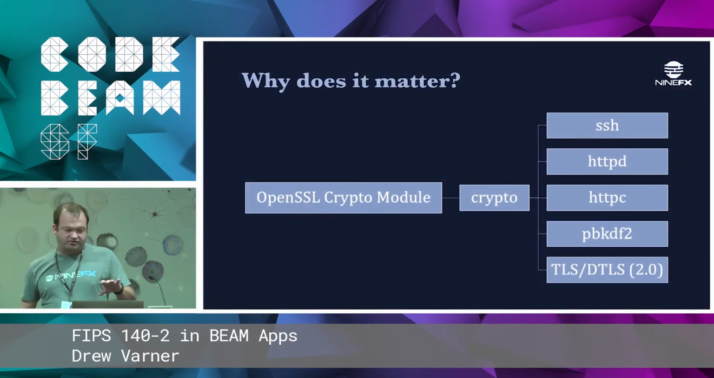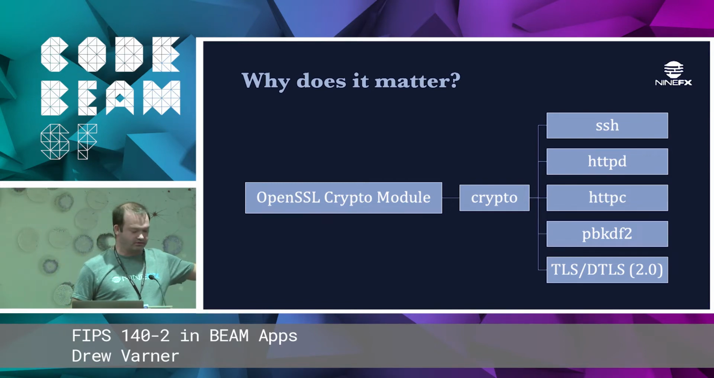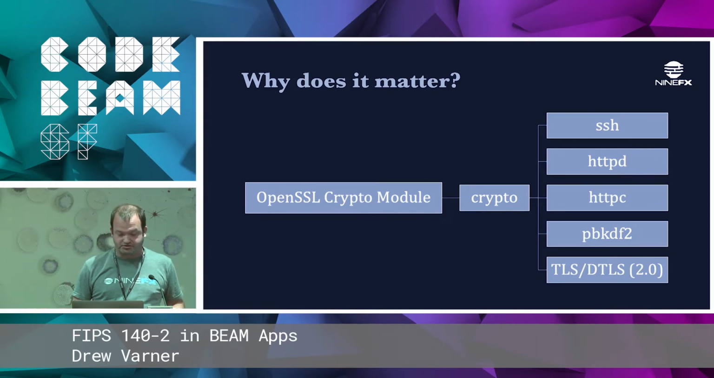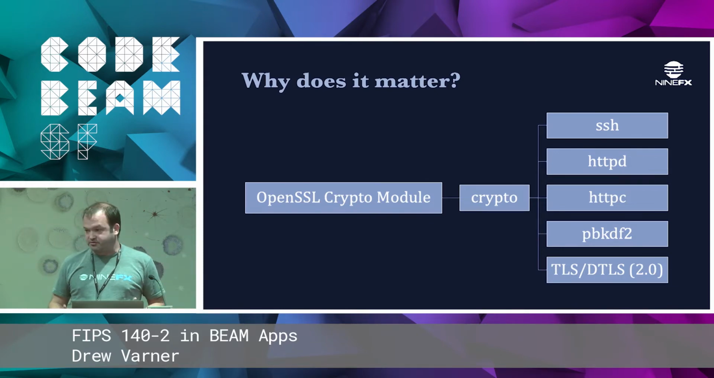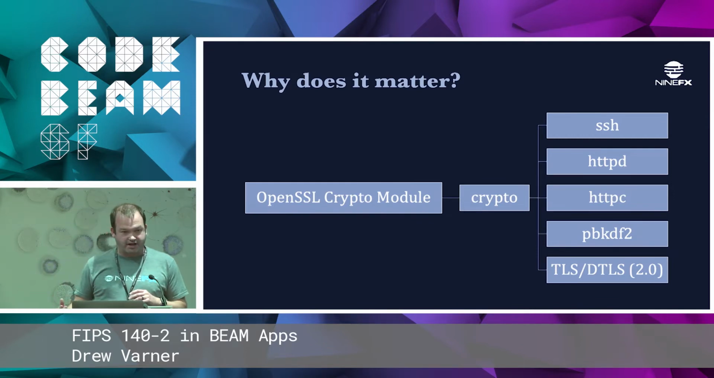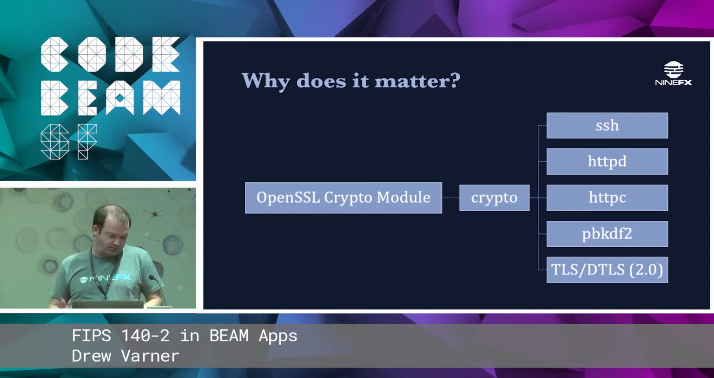Another reason it matters is because having OpenSSL FIPS 140-2 mode available to us in the Erlang ecosystem is kind of like building on the shoulders of giants. Instead of having to have some sort of custom software stack to support these regulatory requirements within the federal space, we can now use some of the libraries that we're familiar with.